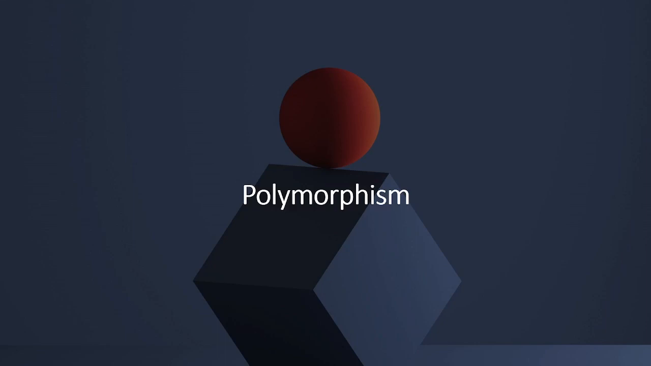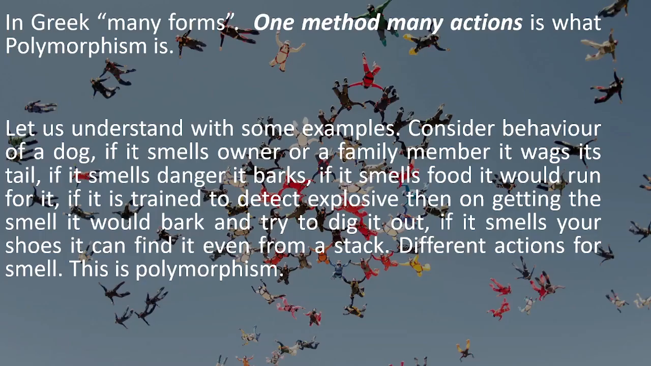Welcome back, guys. So we are here now with another video lecture, and this time we are talking about polymorphism. Poly in Greek means many forms, or you can say like this: one method, many actions. That is what we say.